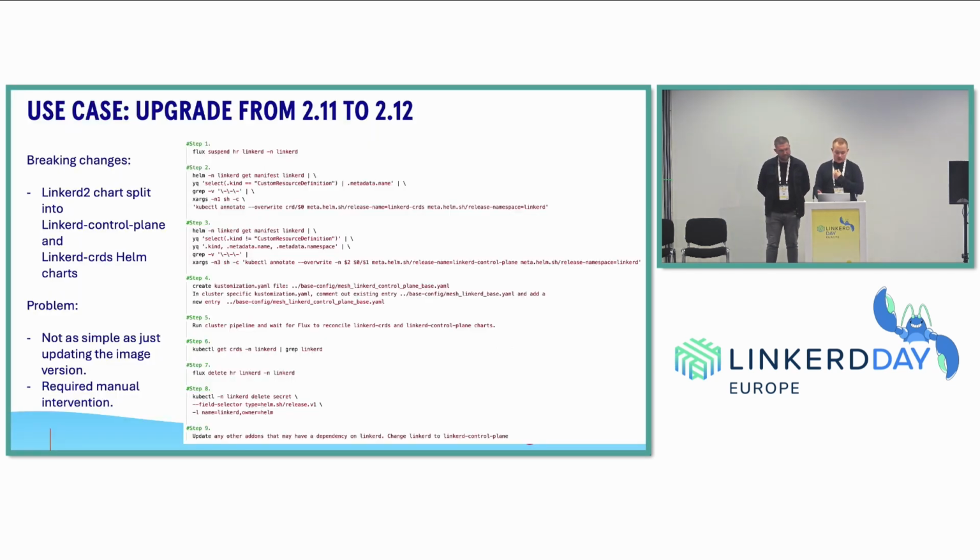We then ran our cluster pipeline, which got Flux to reconcile the new versions, the new Helm charts. We did a bit of validation by checking the CRDs and everything was up to date. And then once that was done, with a bit of cleanup, we deleted the Helm release of Linkerd, as well as deleting the Linkerd secret. Before we did that, we also updated other add-ons that had a dependency on Linkerd to go from Linkerd to Linkerd control plane, and then we did the cleanup. And that was kind of the upgrade that we did.